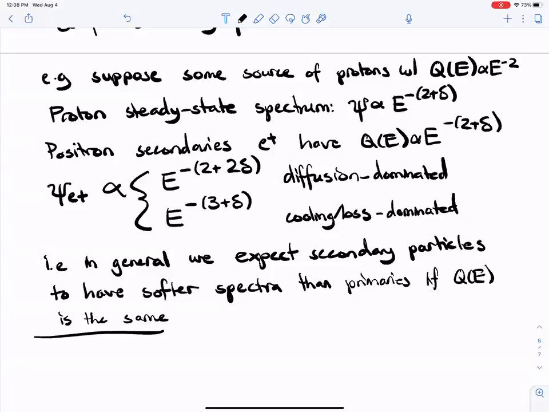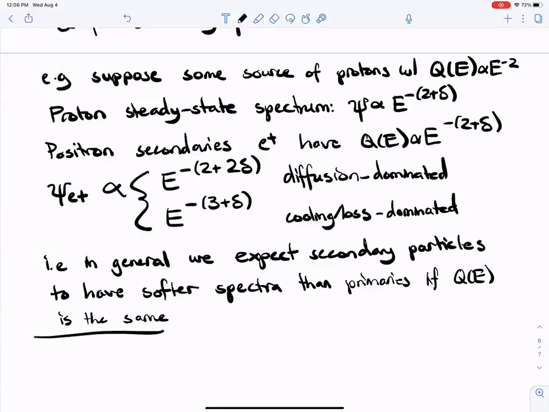Okay, so takeaway points from everything that we just did. The way that we think charged particles propagate through our galaxy is that they're diffusing through turbulent magnetic fields and simultaneously losing energy. Both of those effects, diffusion and energy losses, have a tendency to soften the steady state spectrum that we observe relative to the spectrum that you initially injected, but by different amounts, depending on what regime you're in. Even if you inject particles that have a delta function in energy, the steady state spectrum will be smoothed out to a power law with a cutoff.